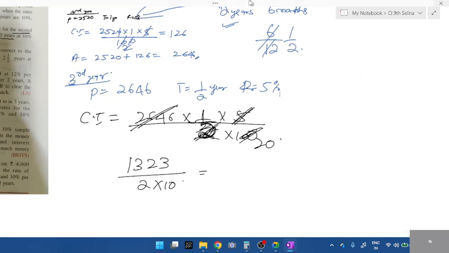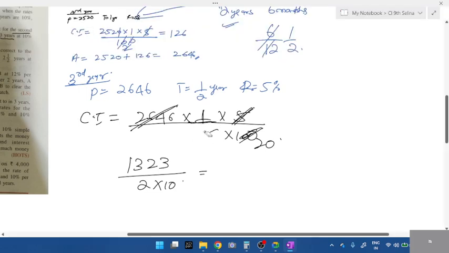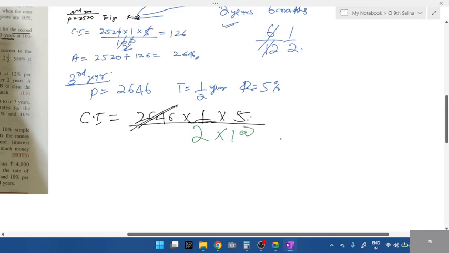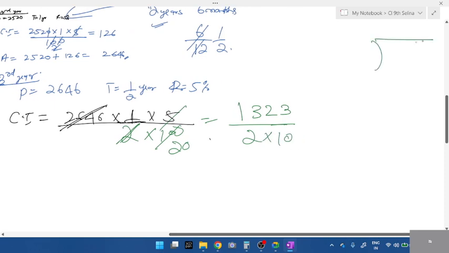Okay, let me show the calculation. 2646, 1 by 2, 100. 5 ones are 5, 20. Next, 2 ones are 2, 1, 3, 2, 3. Divided by 20. Always split it like this, 2 into 10. The 10 we can use shifting method later. We can use shifting method. 1, 3, 2, 3.